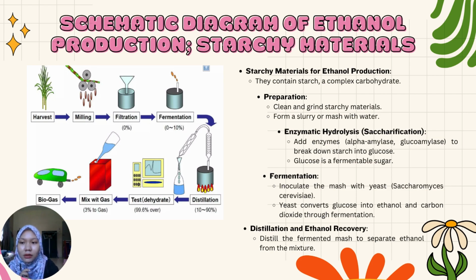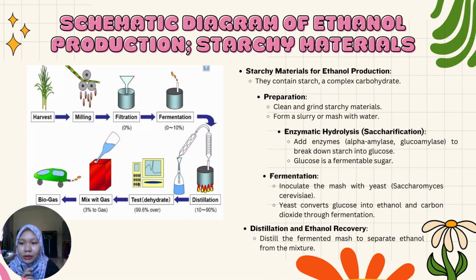Enzymatic hydrolysis, also known as saccharification, is the process of breaking down complex starch molecules into fermentable sugars, which is glucose. Enzymes such as alpha amylase and glucoamylase are added to the mash to catalyze the hydrolysis of starch into shorter chains of glucose molecules. Alpha amylase breaks down the starch into dextrin, which is a shorter chain of glucose, while glucoamylase further breaks down the dextrin into glucose. Once the starch is hydrolyzed into fermentable sugars, fermentation can proceed.